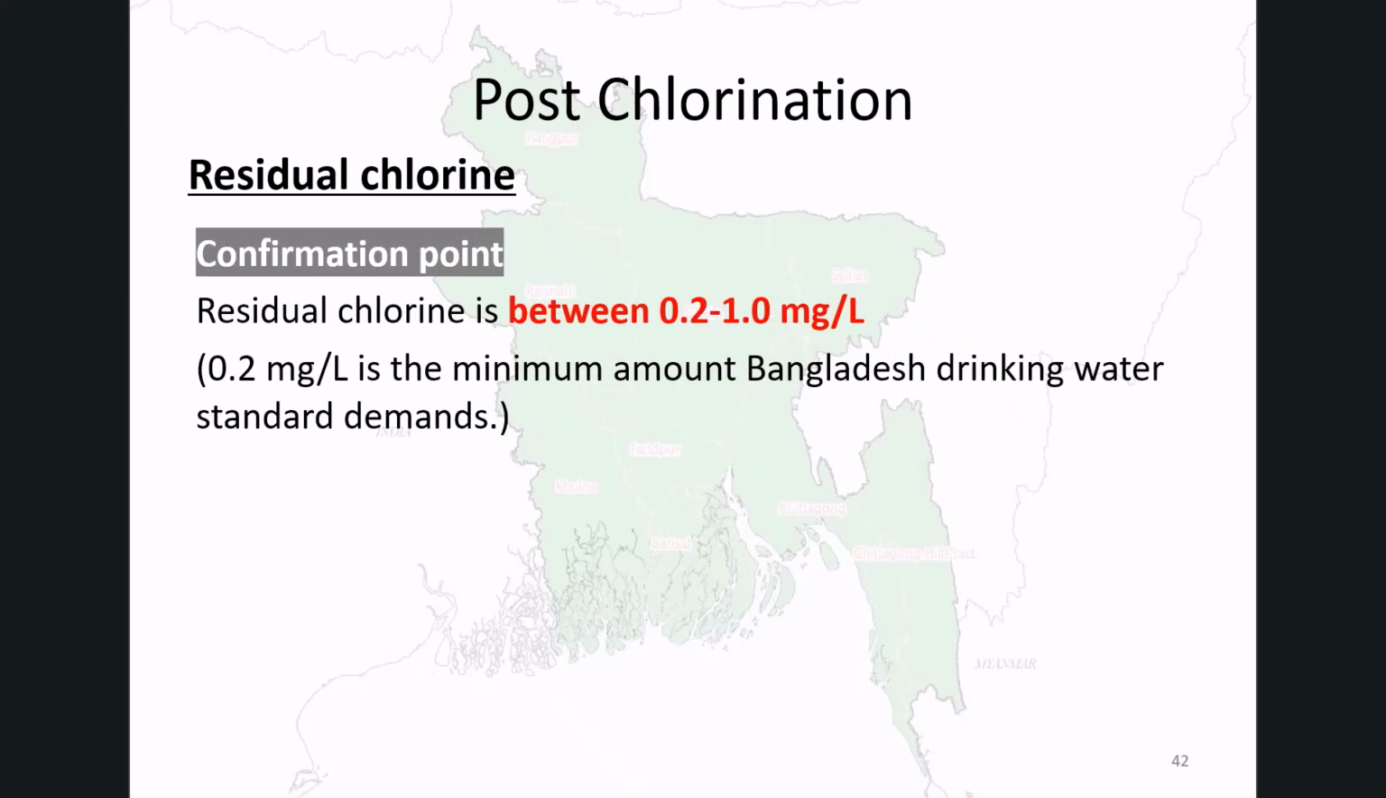As repeatedly emphasized before, the confirmation point is very clear. Residual chlorine must be maintained between 0.2 and 1.0 milligrams per liter. The value of 0.2 milligrams per liter is the minimum requirement according to Bangladesh drinking water standards. Below this level, disinfection cannot be guaranteed. Above 1.0 milligrams per liter, water quality becomes unpleasant for users.